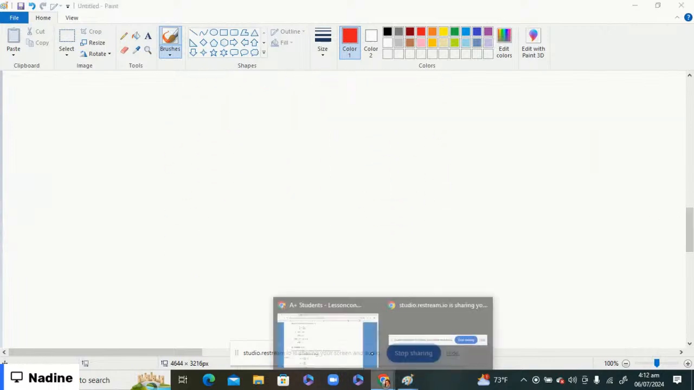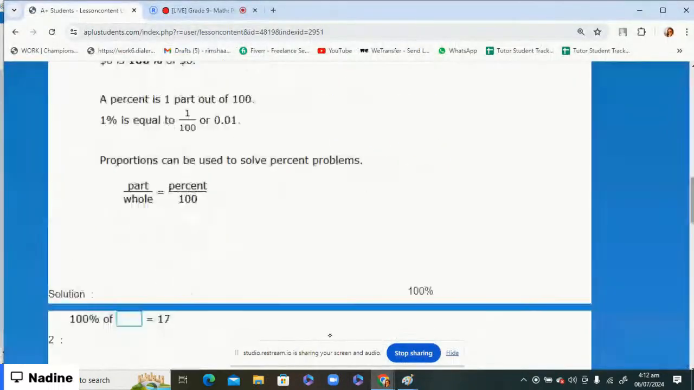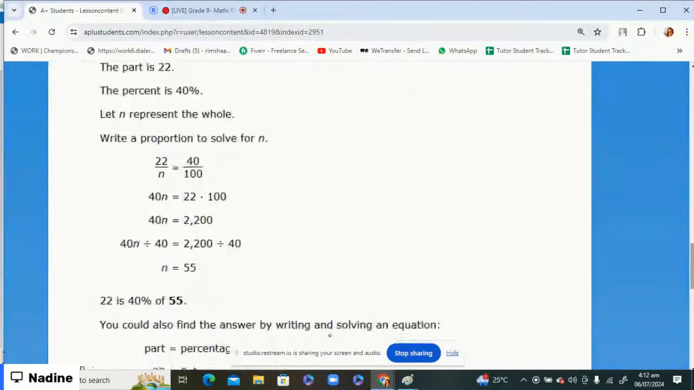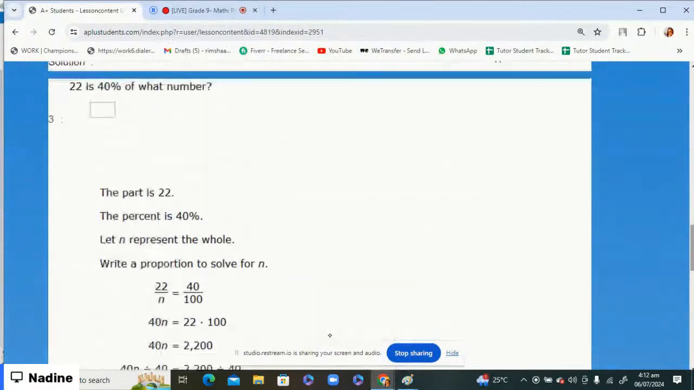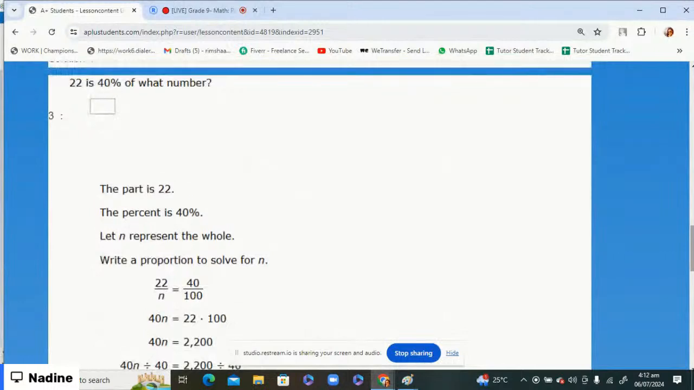Let's do the next. So here is the question: 22 is 40% of what number? Okay, here what is the part? The part is 22, and the percent which is given is 40%. So the whole is not given. Then we are going to find it out this way. So n represents the whole here.